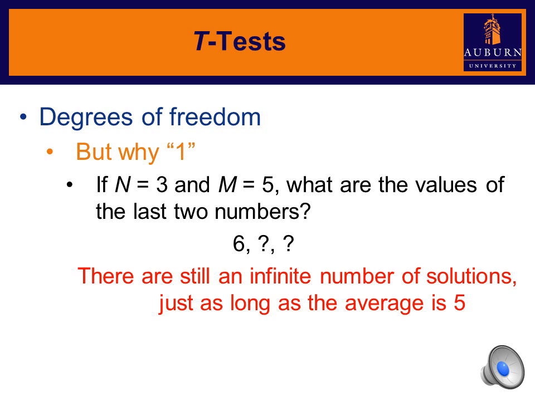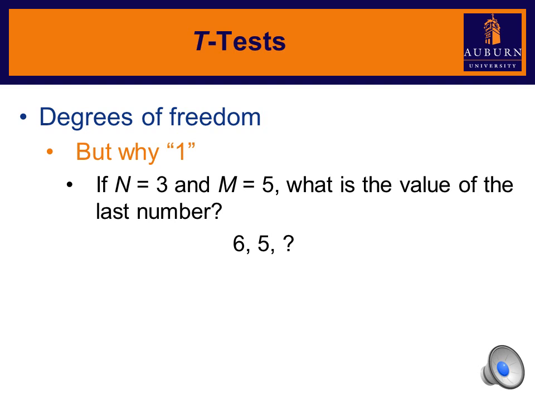And again, just as long as the average of these 3 numbers is still 5, then we would meet the criteria for our problem. So for example, if we had the numbers 7 and 2, then 6, 7, and 2 would still give us a mean of 5. Also, if we had 1,000,009 and negative 1,000,000, we would still meet the criteria, because 6, 1,000,009, and negative 1,000,000 would still equal an average of 5. And so again, there's still an infinite number of solutions that meet this particular criteria.